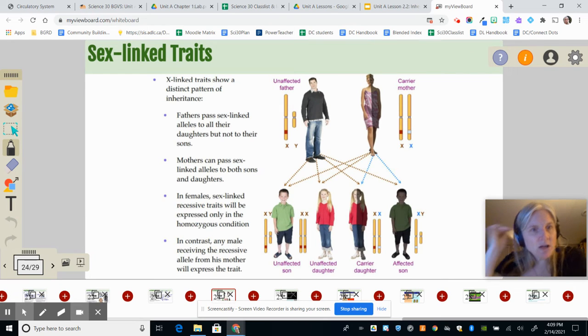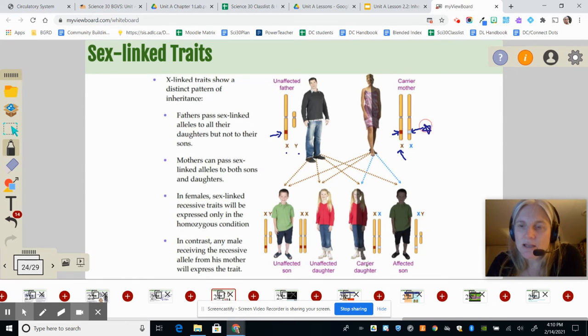There are some more examples here. This is good because this diagram really shows the pattern of inheritance. You have a man here, the father, with an X and Y chromosome, one of each, and his allele shows that it's a normal allele, unaffected, not having whatever disease we're talking about. Here's the mother. She's got one X chromosome with the normal gene, and the other one, she's a carrier of that disease or disorder, whatever it might be. So we're going to watch what happens to her chromosomes and the father's chromosomes and how they mix.